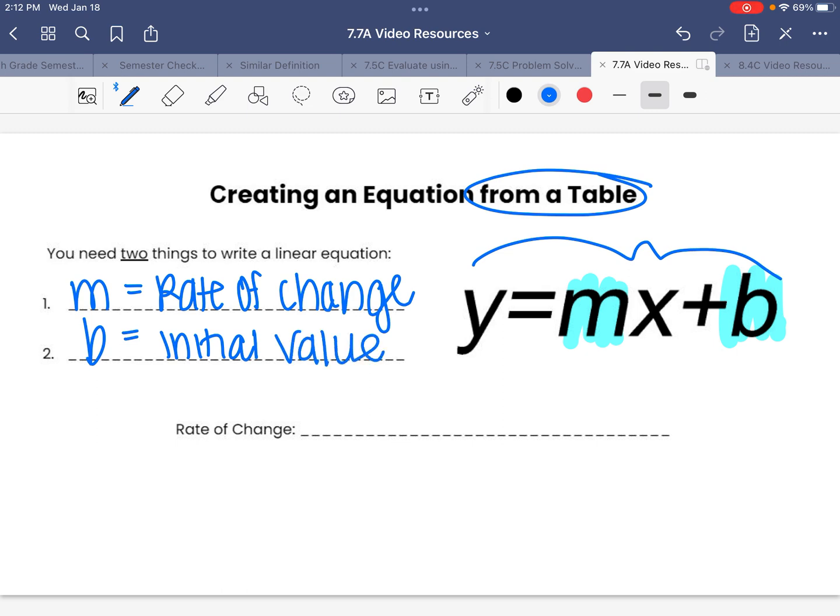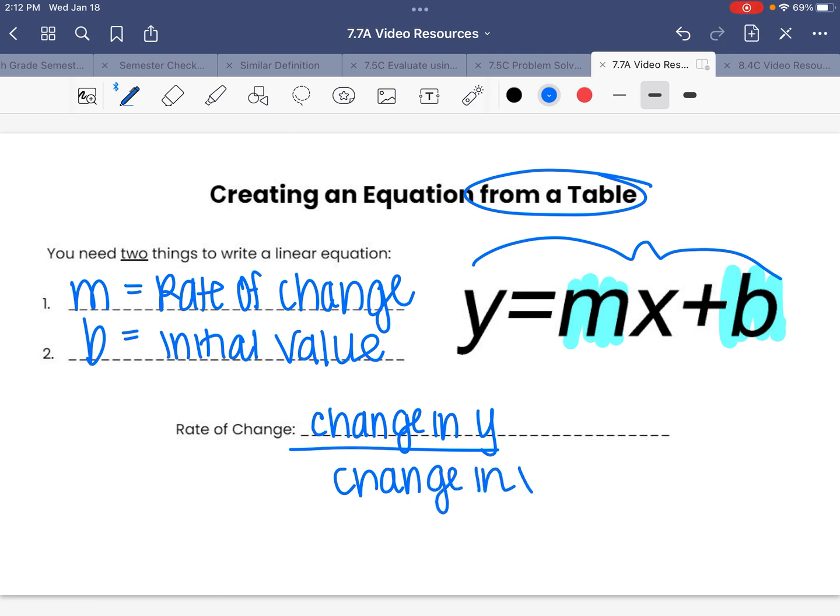And guys, keep in mind our rate of change is that comparison of the change in y to the change in x. If you see the triangles like this, all that means is change in y over change in x. So let's apply this.